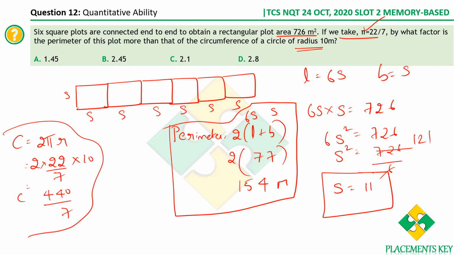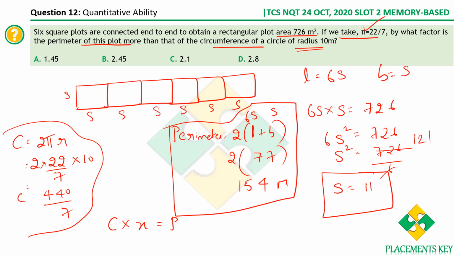Now what are they asking? By what factor is the perimeter more than the circumference? That is, what is the factor with which the circumference has to be multiplied so that you get the perimeter of the rectangle? Please be clear with this. What should we multiply the circumference with so that you get the perimeter?